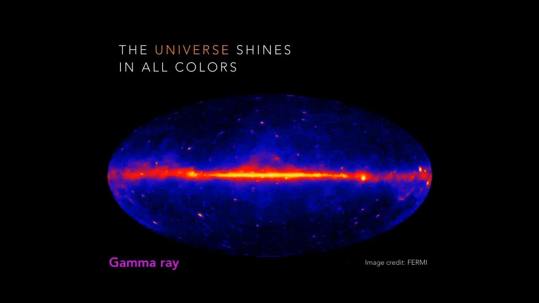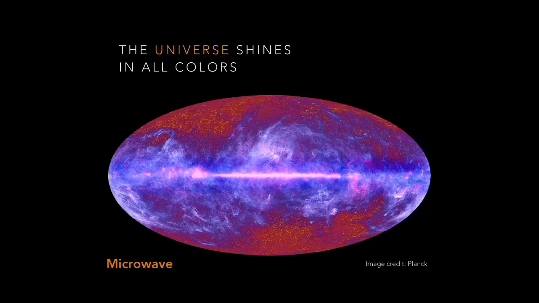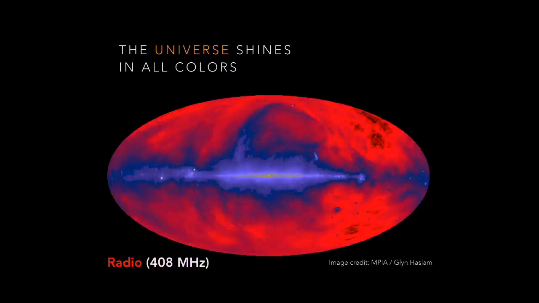Now, when you go all the way to the blue side and look at gamma rays, you also see the disk of the galaxy. It's much flatter. And here you're seeing mostly cosmic rays. When you go all the way to the red side and look at microwaves, you can actually see the dust, not blocking the light, but glowing. And you can see these swirls way above the disk, and that's tracing the magnetic field of the Milky Way. You also see that in the radio, all these swirls.